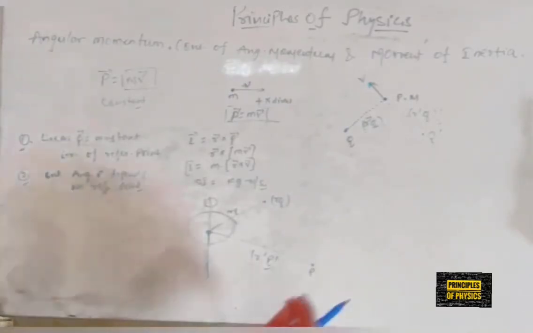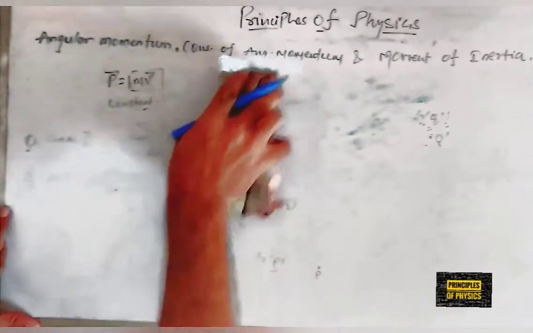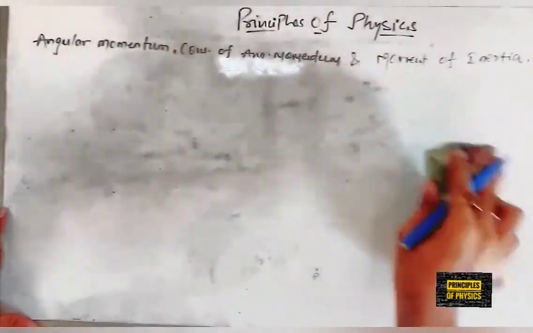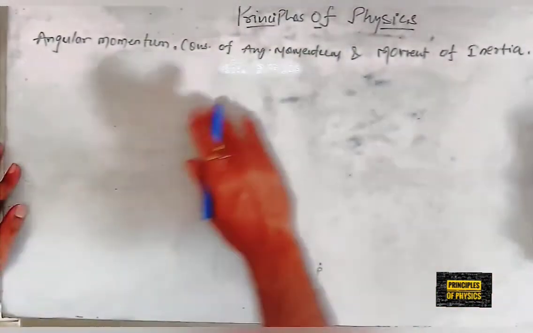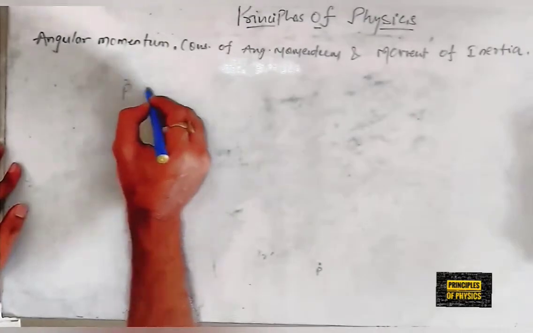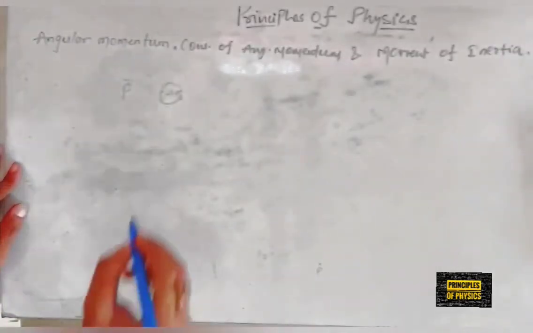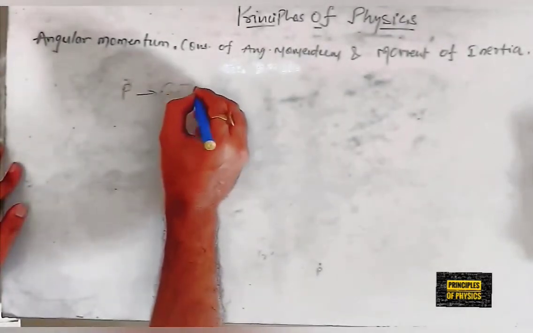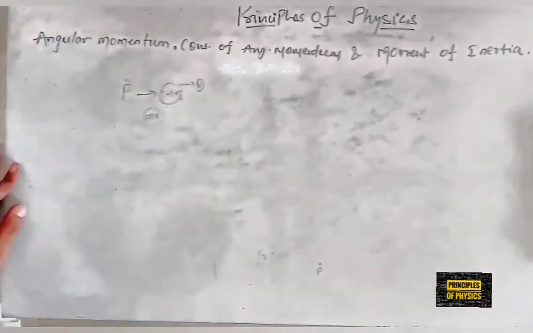Now we will study where this comes from. We will see that in linear motion, if a force F acts on a body of mass m and produces some velocity v, then linear momentum mv is the effect on that mass m.